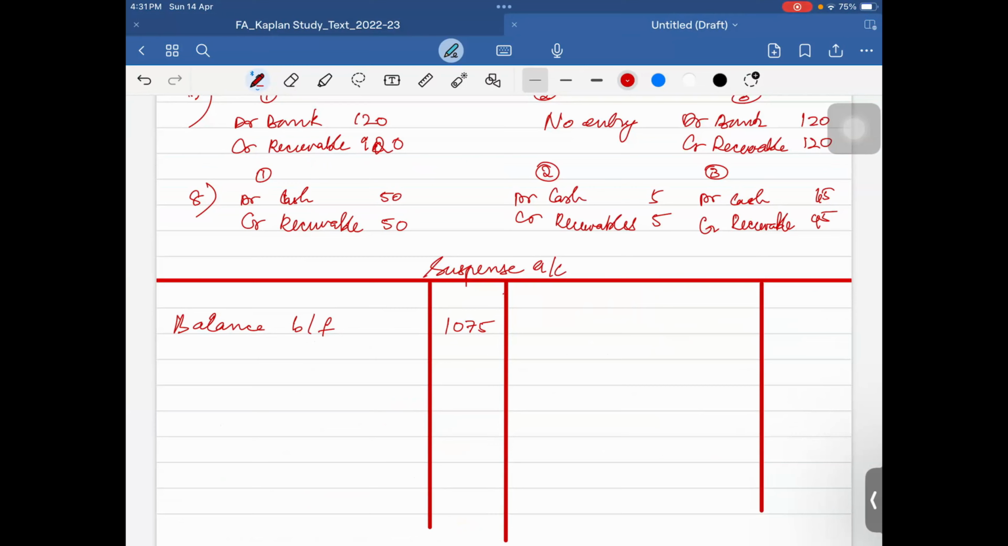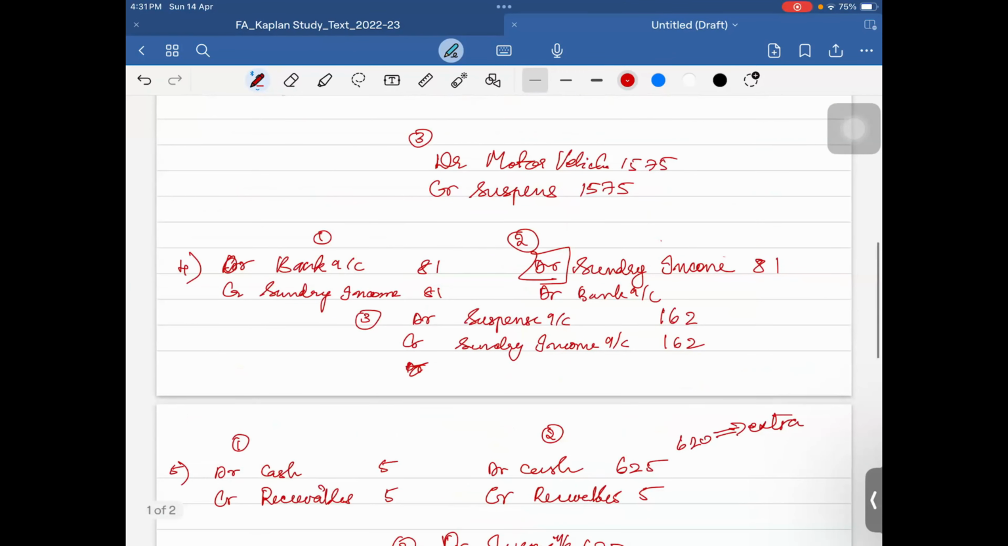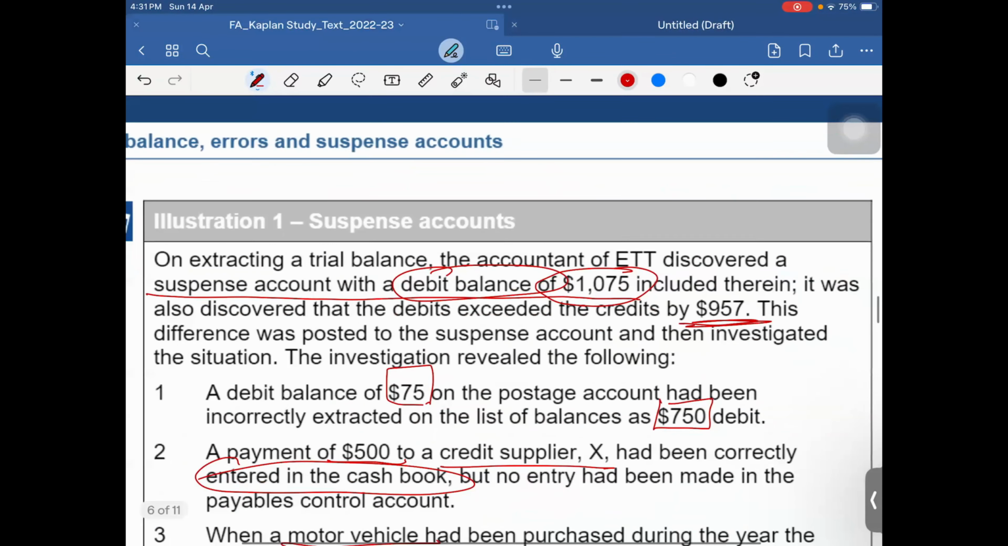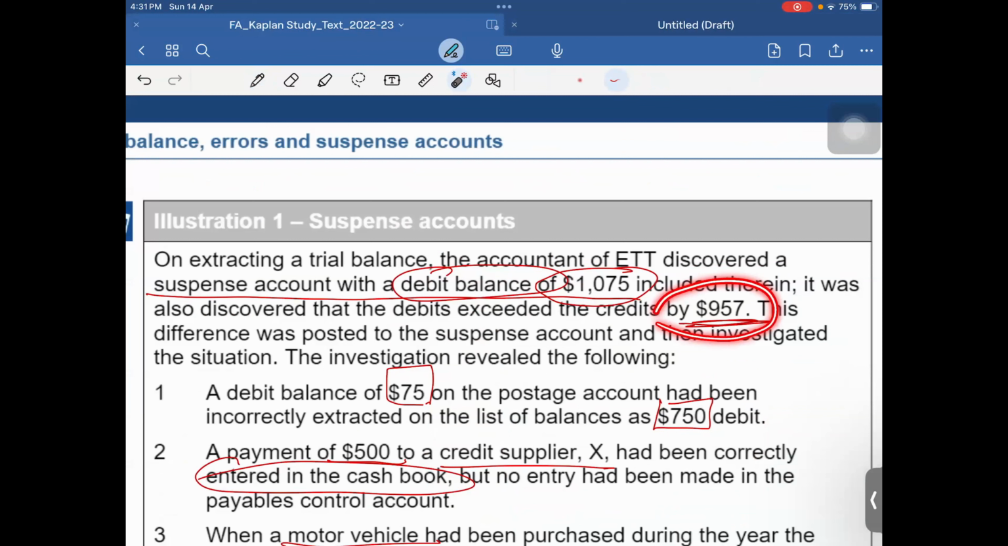Now, what is the trial balance difference? Also discovered that in the current year, what happened? This is a balance that is brought down, right? So this is an opening balance. But they have also mentioned what happened in the current year. That is, it is 957 more, right? The debit exceeds the credit by 957. Clear, no?